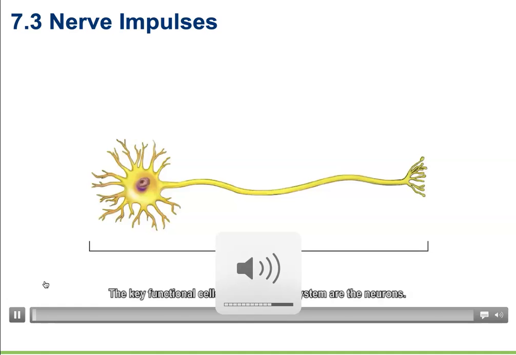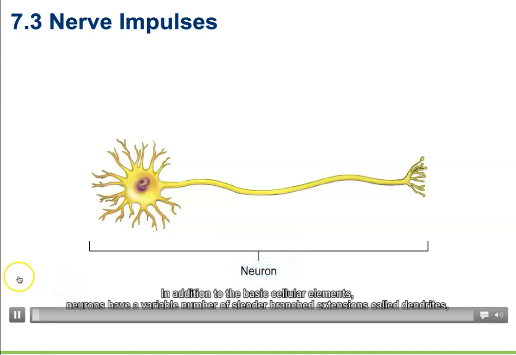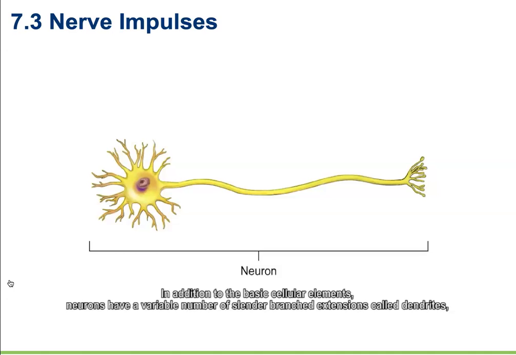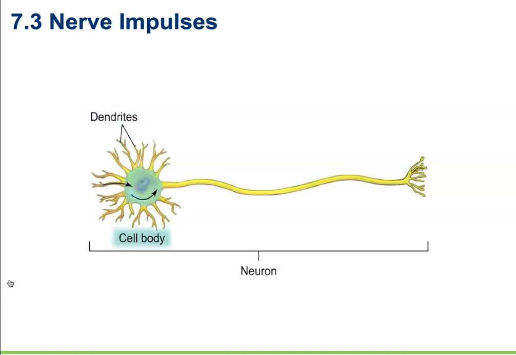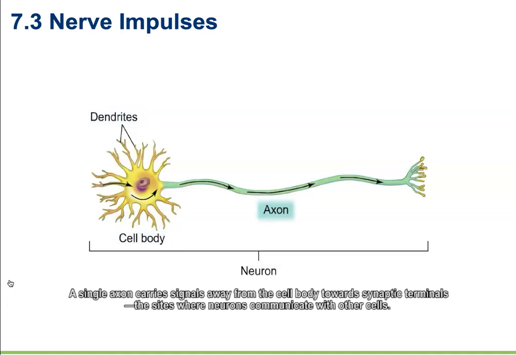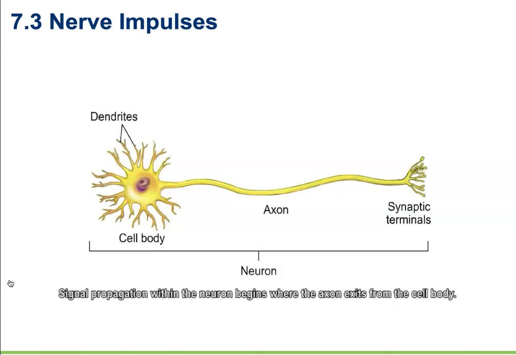Cells in the nervous system are the neurons. In addition to the basic cellular elements, neurons have a variable number of slender branched extensions called dendrites, which receive signals and direct them to the cell body. A single axon carries signals away from the cell body towards synaptic terminals, the sites where neurons communicate with other cells. Signal propagation within the neuron begins where the axon exits from the cell body.